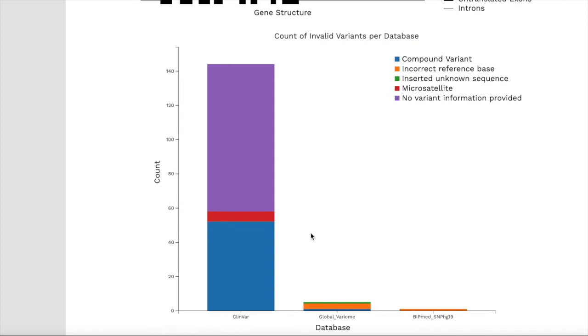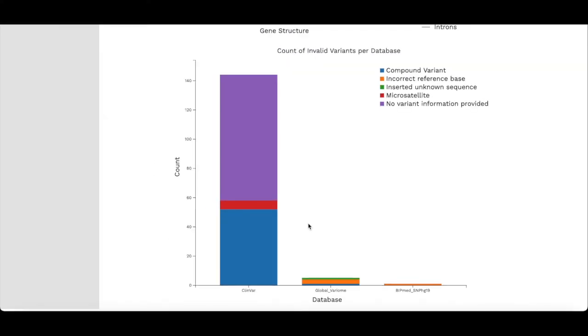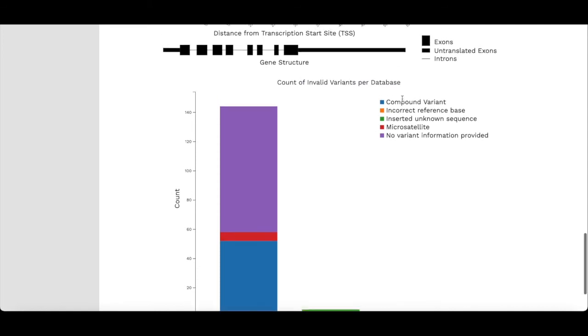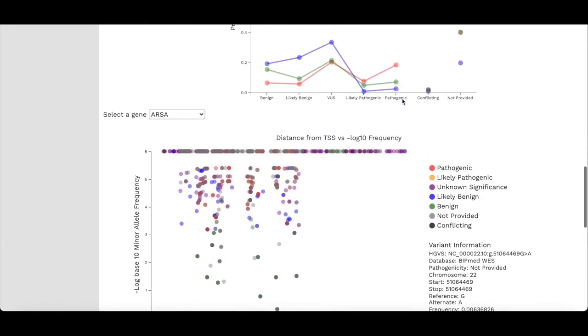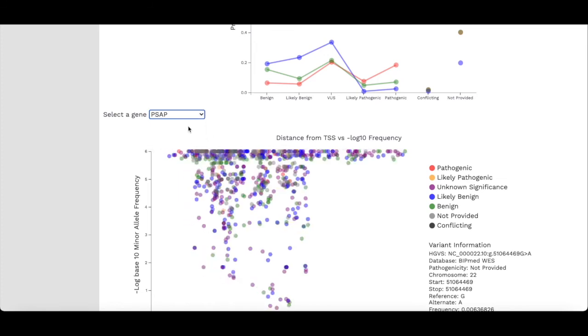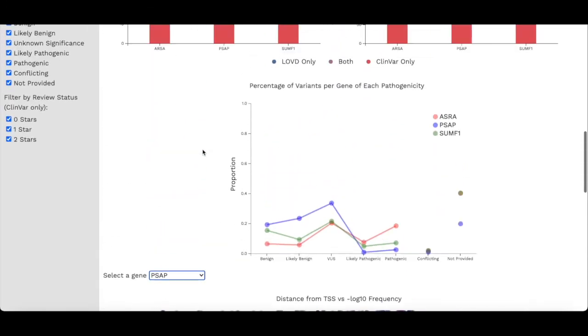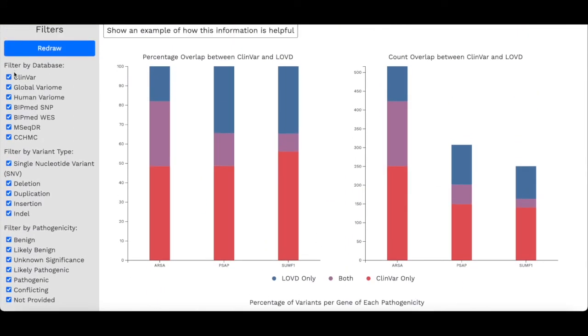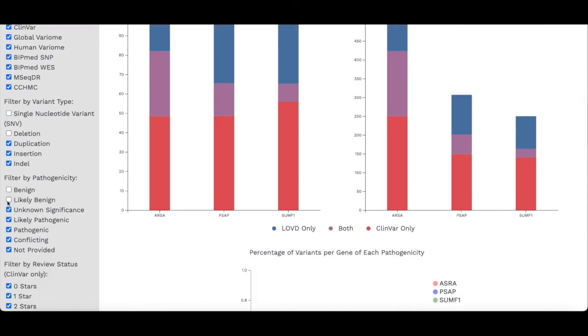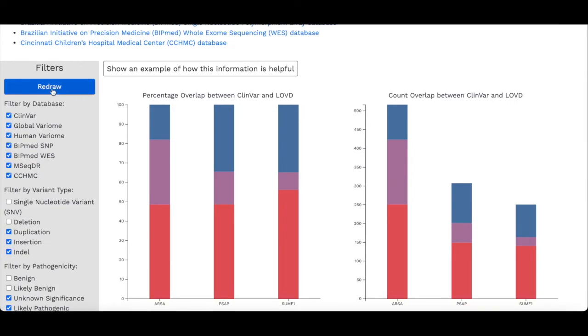And finally, a stacked bar chart showing the gene variants which were invalid variants and the reason for those being invalid classifications. All of these charts are updated by either selecting genes from the dropdown here or by selecting from the different filters on the left-hand side, such as variant type, pathogenicity classification, and then selecting the redraw button.